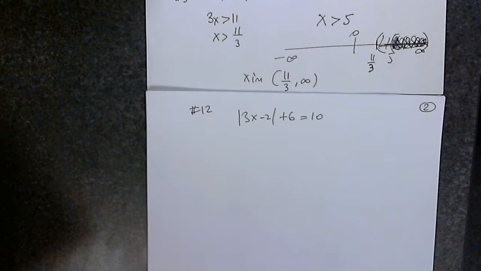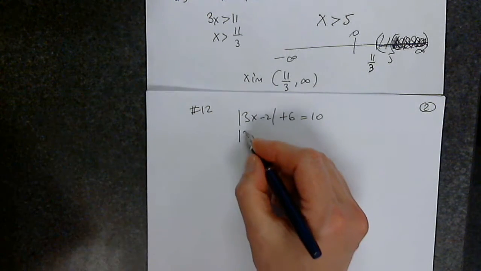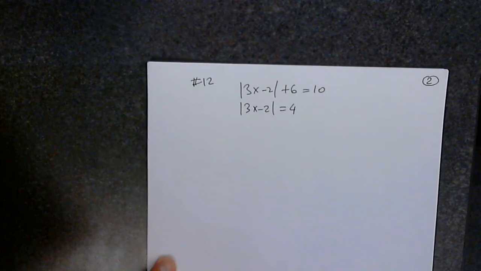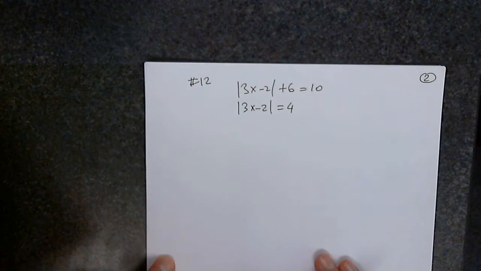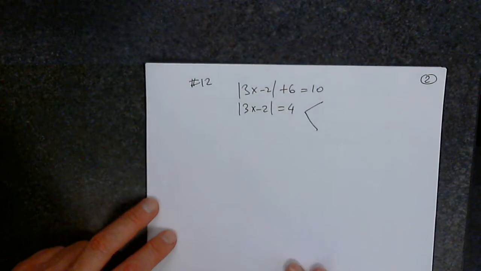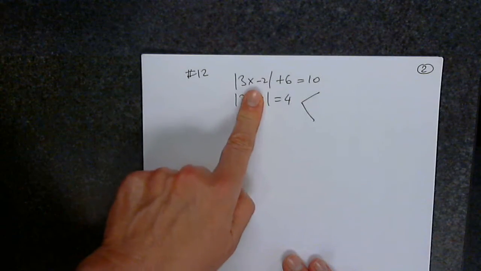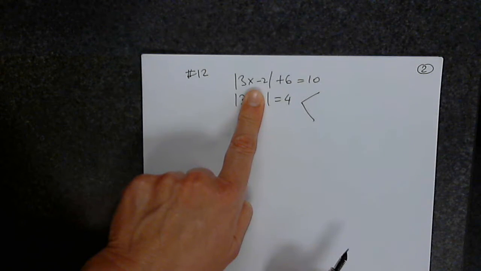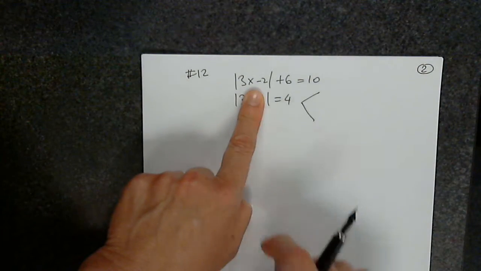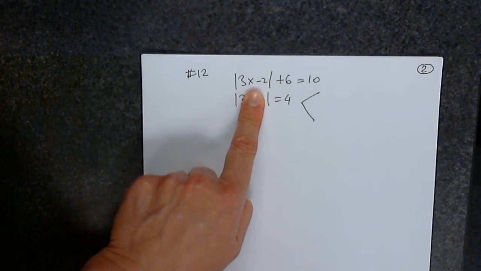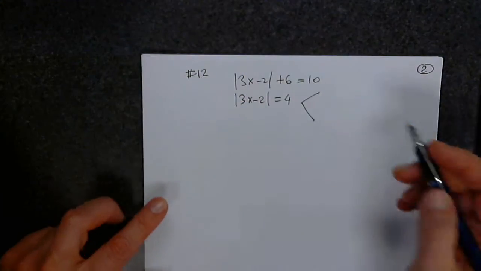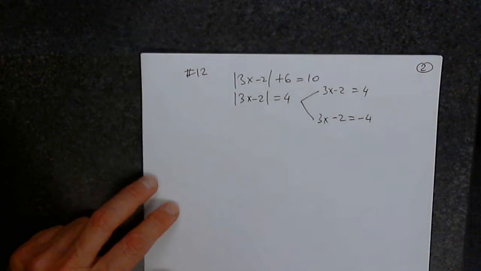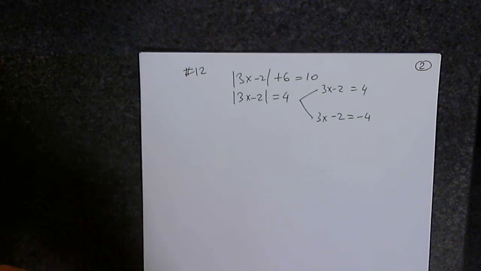First step, you subtract, right? 3x minus 2 equals 4. Then, how many options are there? Whatever is in here, 3x minus 2, what can it be? Can it be 5? No. Can it be 10? Exactly. So then 3x minus 2 equals 4, or 3x minus 2 equals negative 4. Let's solve that, and let me know what you get.